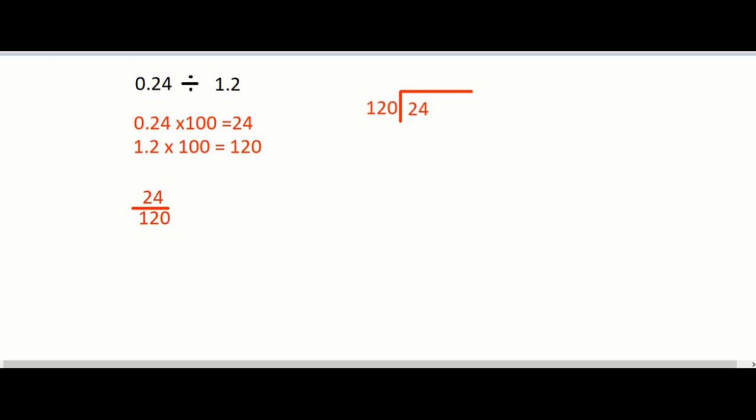So we're going to say 120 into 24. You can't. So you're going to put a 0 and a point up here, and then add a 0 to 24. So now we have 240. 120 into 240 goes 2 times. 2 times 120 is 240. 240 minus 240, we have 0. So now we have 0 remaining here. Our answer is 0.2.